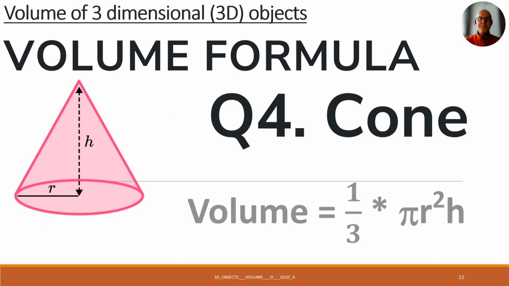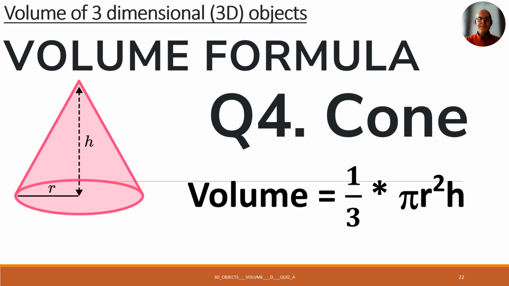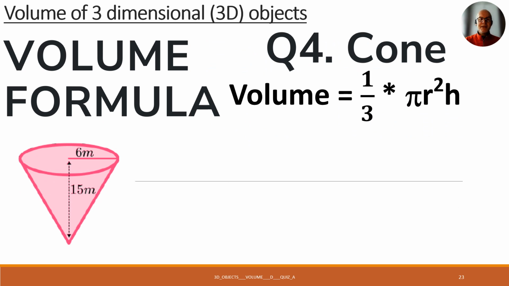Question 4 is going to be based on a cone. The volume formula for a cone is 1/3 times pi r squared h. Here's our example. Now don't be thrown by the fact that the cone is upside down. The formula and the dimensions and how you use them is the exact same irrespective of the orientation of the cone. So cone formula, 1/3 times pi r squared h.